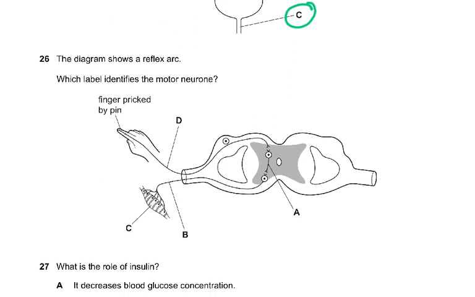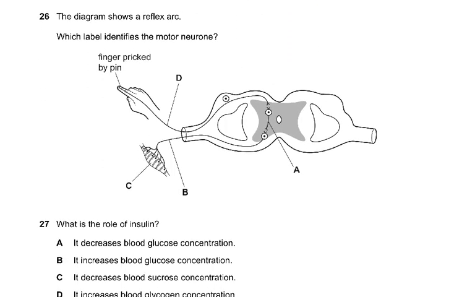Now coming to question number 26, the diagram shows a reflex arc. Which label identifies the motor neuron? So I mean, if you remember, this is the sensory neuron. It goes here, here, and here. This is the sensory neuron. Then this is the relay neuron. This one here and here is the relay neuron. And then this one, which is going to the muscle. So that is why the answer to 26 is B, because that is the motor neuron.